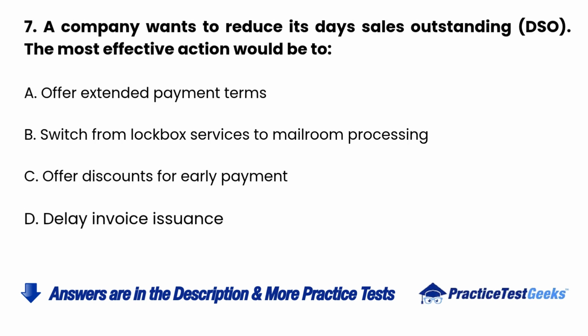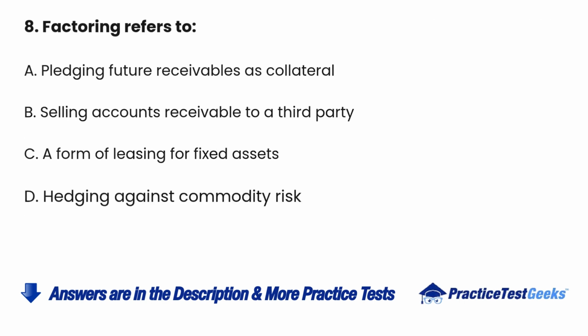7. A company wants to reduce its days sales outstanding (DSO). The most effective action would be to: A. Offer extended payment terms. B. Switch from lockbox services to mailroom processing. C. Offer discounts for early payment. D. Delay invoice issuance.